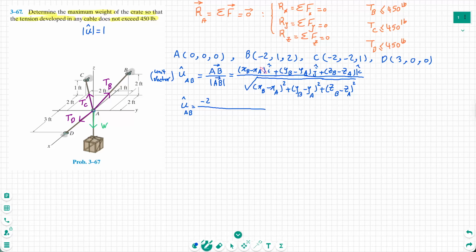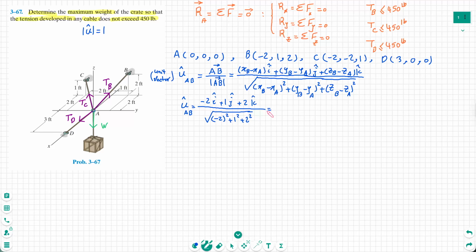Because xa is 0, it is just negative 2 i hat. For yb, negative 2 j hat. And for zb, for b it is negative 2 i hat plus 1 j hat plus 2 k hat. Why? Because a is 0, so 2 minus 0, 1 minus 0, negative 2 minus 0, and so on. And all over this squared: negative 2 squared plus 1 squared plus 2 squared, right?